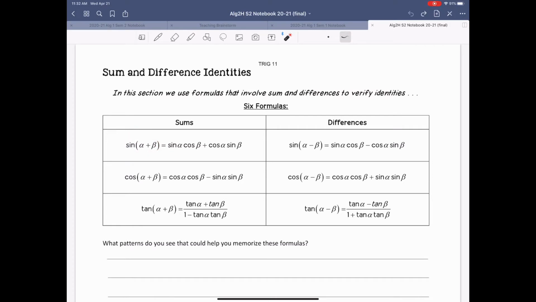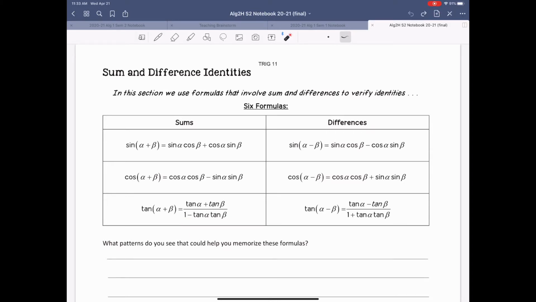Now, moving down, the cosine of alpha plus beta looks a little bit different. So if we're taking the cosine of 2 angles added together, the cosine of alpha plus beta, that breaks down into the cosine of alpha times the cosine of beta minus the sine of alpha times the sine of beta. Now, last but not least, let's say I want to take the tangent of 2 angles added together. So if I have the tangent of alpha plus beta, that breaks down into the tangent of alpha plus the tangent of beta over 1 minus the tangent of alpha times the tangent of beta.